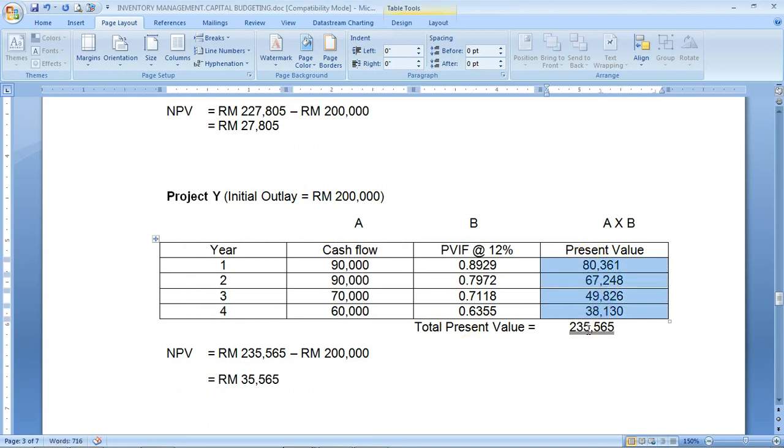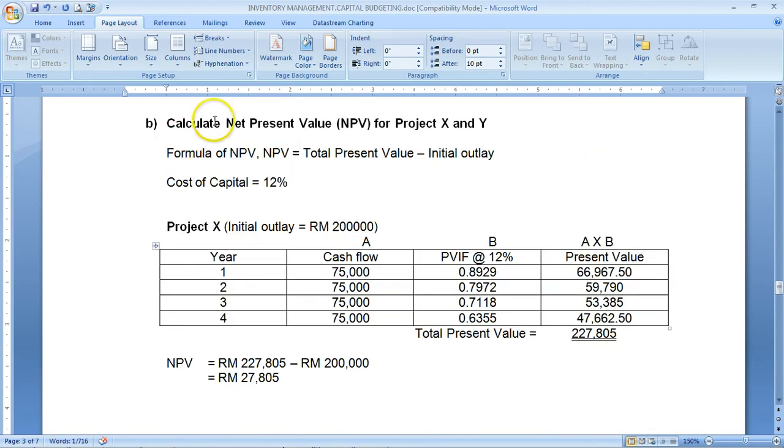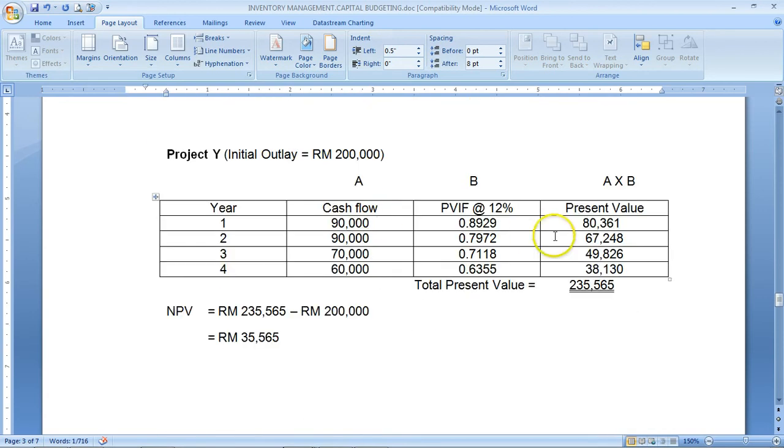A careless mistake by my students: they always forget to minus the IO. You give me this answer only. No, this is the total present value. The question wants net present value. Even though the question needs net present value, the total present value needs to be minus the IO. Not IO minus total present value. Total present value minus IO. Then you will get the answer.